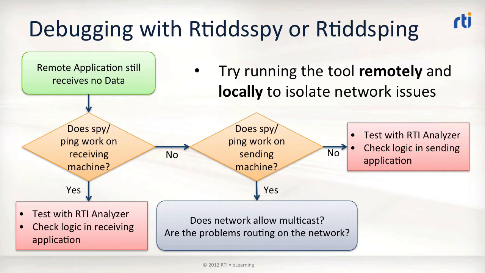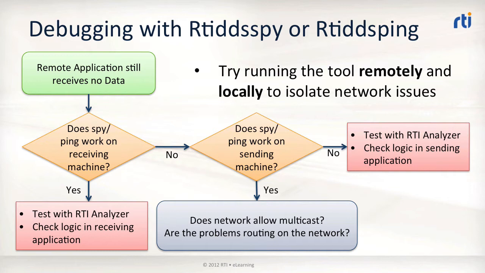So if SPI works correctly on the receiving machine, the next step is to look for incompatible QoS or your receiving logic. Now, if SPI does not work on the receiving machine, the next step you can do is run SPI and ping on the sending machine. So in this case, if you are perhaps running your application on a server somewhere, and now you run SPI on that same server, and you see that SPI does get data there, where it did not get data on the receiving machine, you can look for certain types of problems that may be happening on your network.